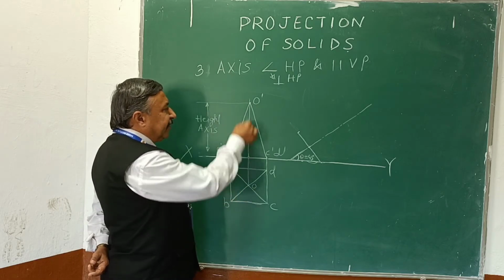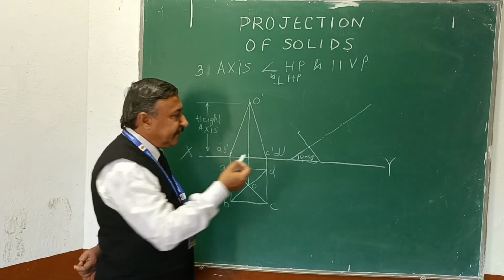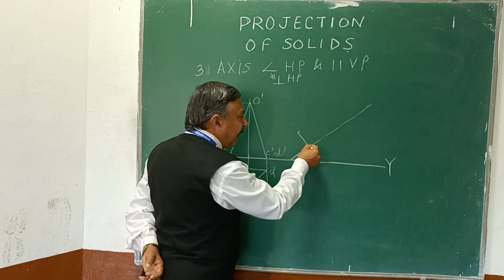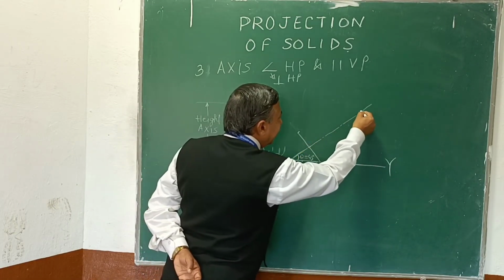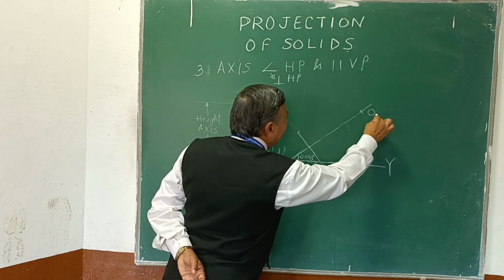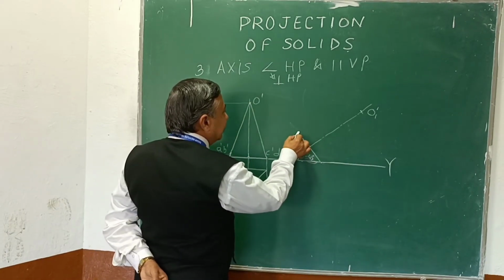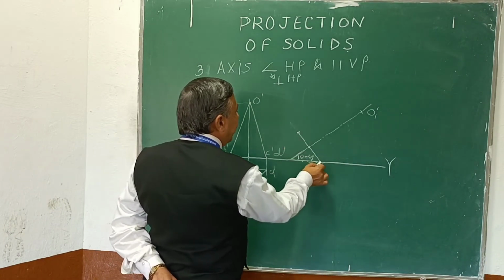Now the length of axis or height of axis is given. So from this point we mark length of axis. This is our point O1 dash. Now join. Okay, we mark these points first.